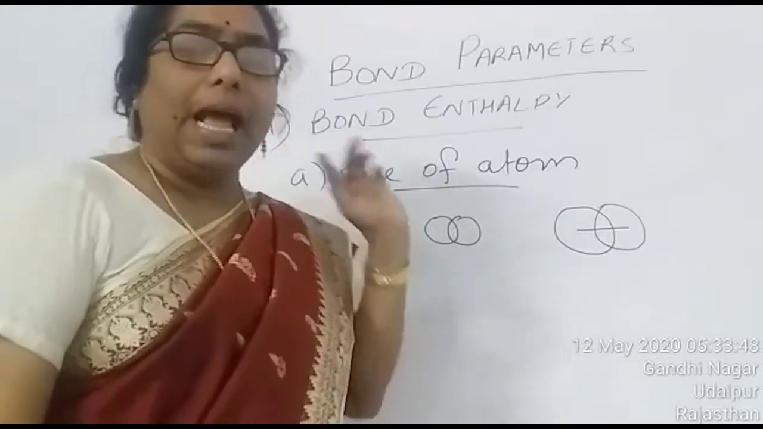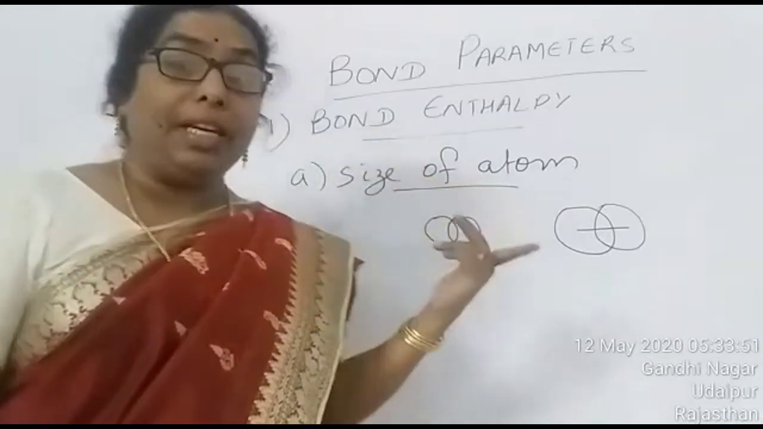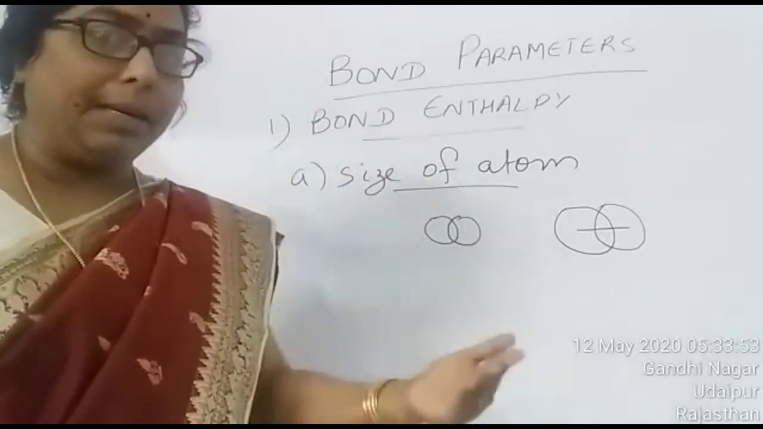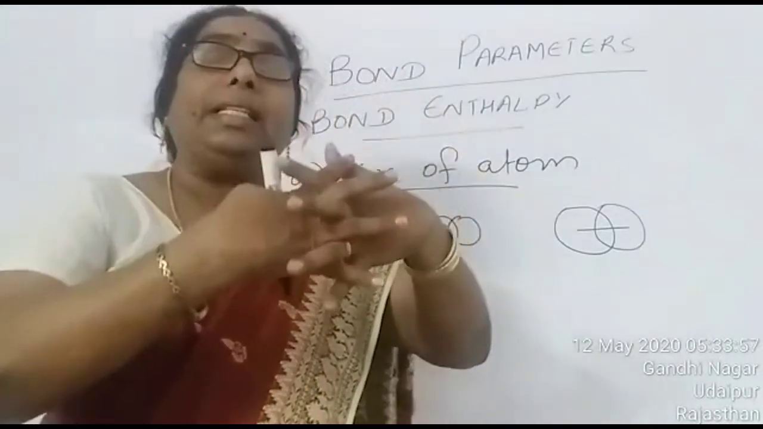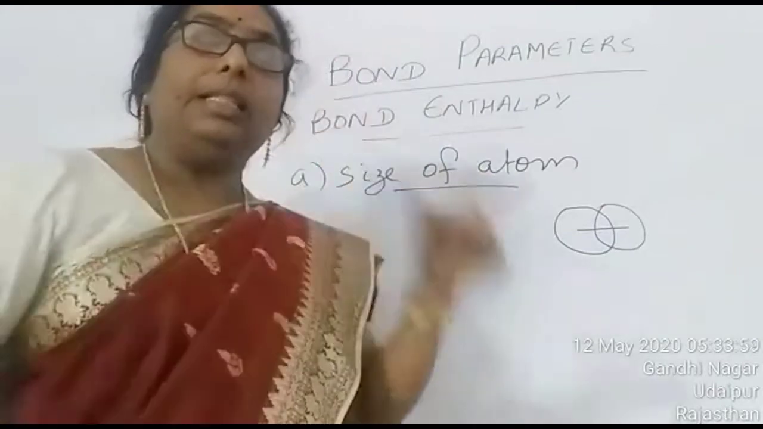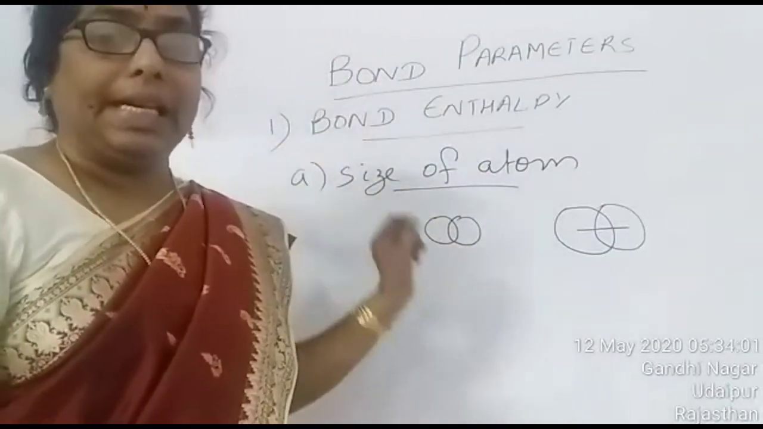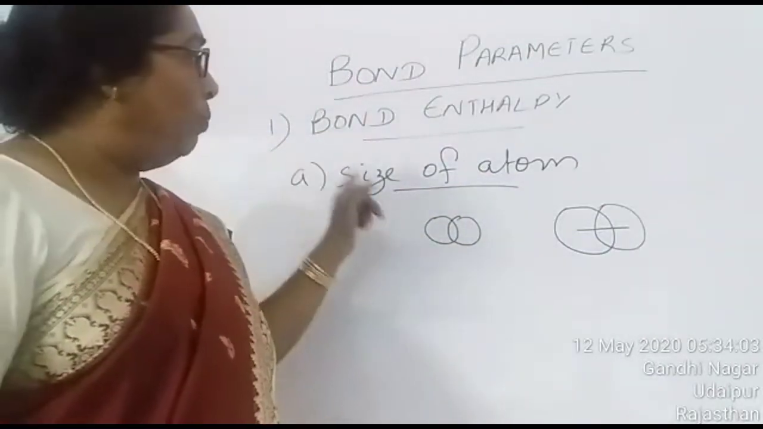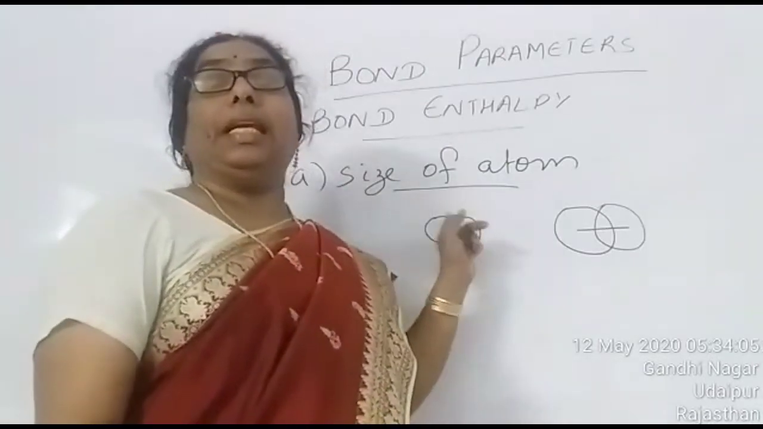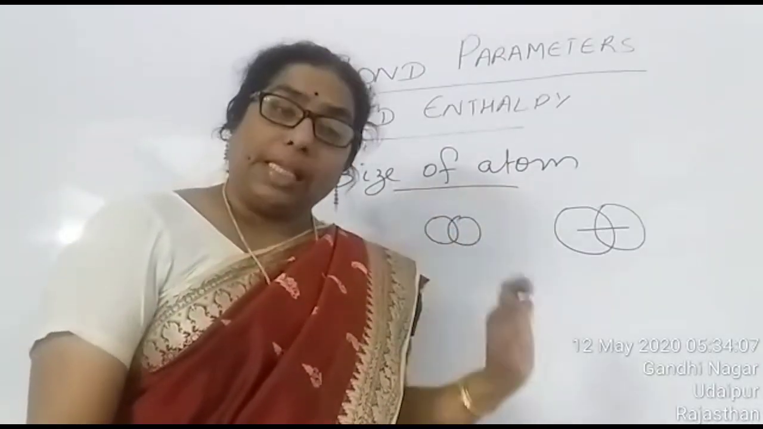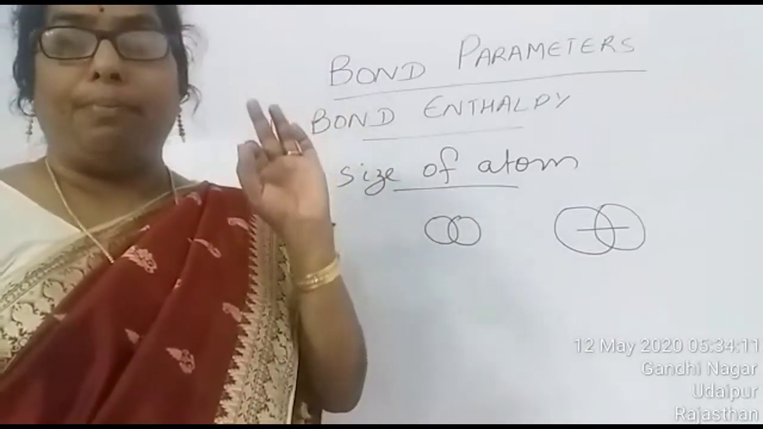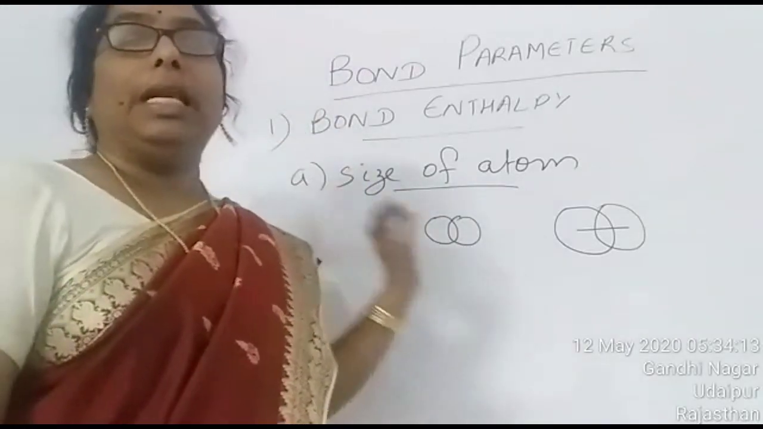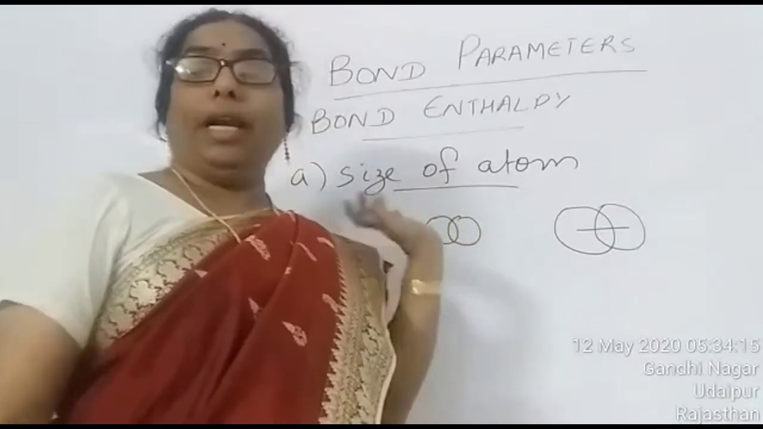Is it clear? Why is it so? As the size of the atom increases, the extent of overlapping decreases. Therefore, bond enthalpy decreases. So bond enthalpy in a way is inversely proportional to size. As size of atom increases, bond enthalpy decreases due to lesser extent of overlapping.